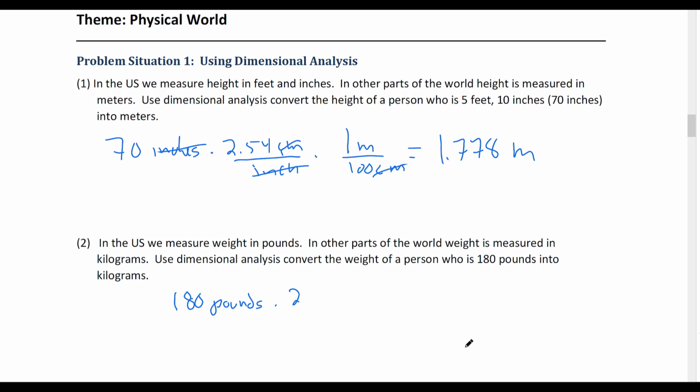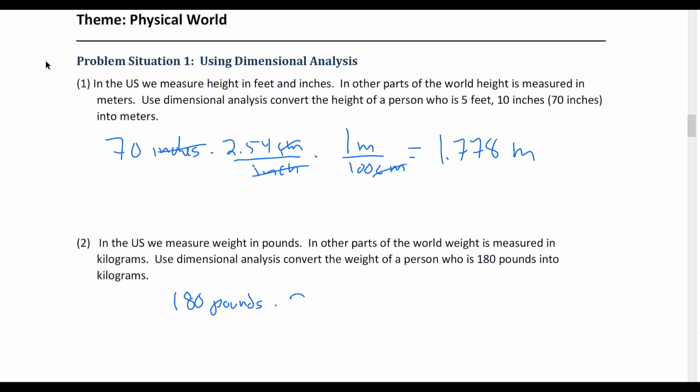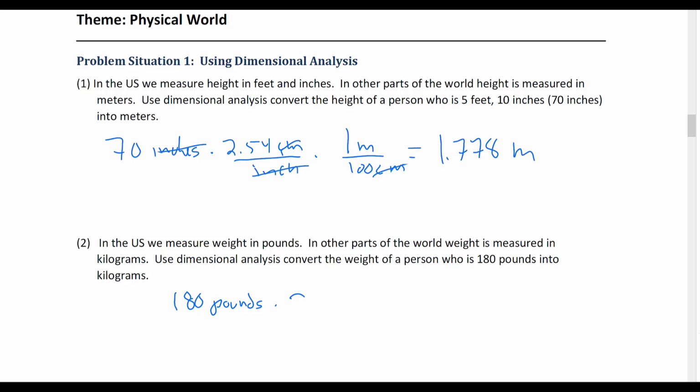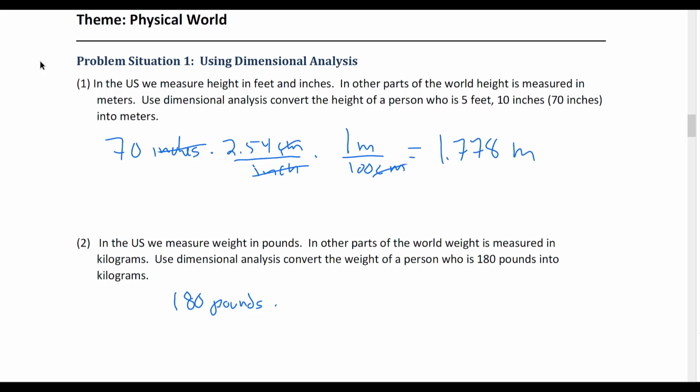Times 2. No. Where's my erase button on this? Times, wrong choice. This one. Times, did it again. Sure makes it hard on this one. Okay. There's erase. There we go. Come on. I'm using a different program to write on. It's not as smooth as the other one.